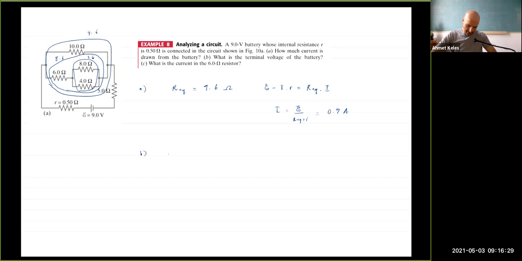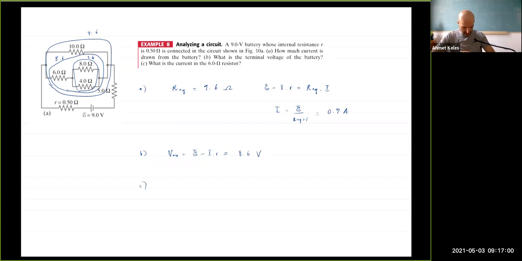So B, what is the terminal voltage of the battery? This is easy. VAB is equal to EMF minus I times R. This is equal to 8.6 volt. And C, what is the current in the 6 ohm resistor?